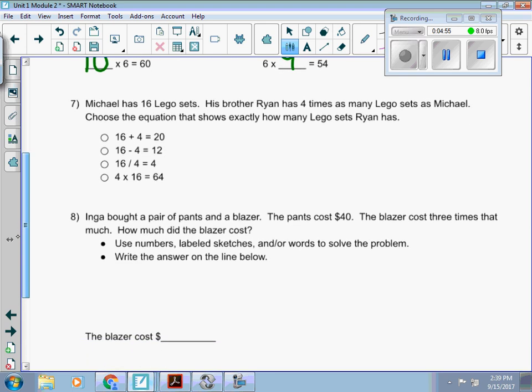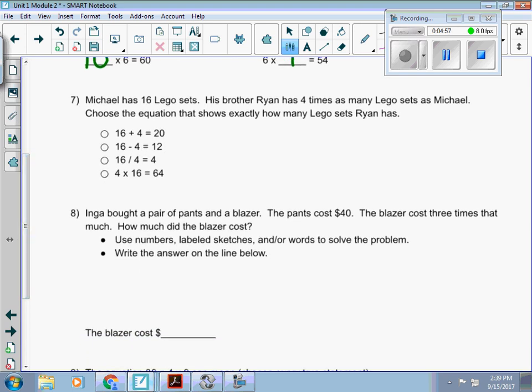Number 7, Michael has 16 Lego sets. His brother Ryan has 4 times as many Lego sets as Michael. Choose the equation that shows exactly how many Lego sets Ryan has. So I don't need to solve this problem, but what I do need to do is figure out what it wants me to do. I see that Michael has 16 Lego sets, and his brother Ryan has 4 times as many as Michael. So 4 times Michael would give me Ryan. And I know the word times translates to that math symbol. So I want to do 4 times Michael's 16 to get my answer.